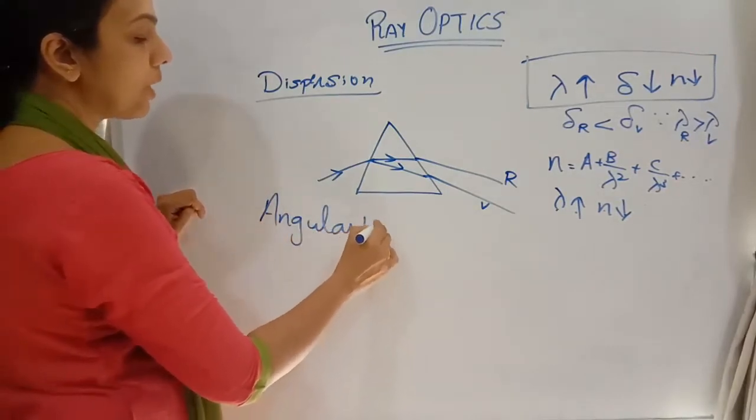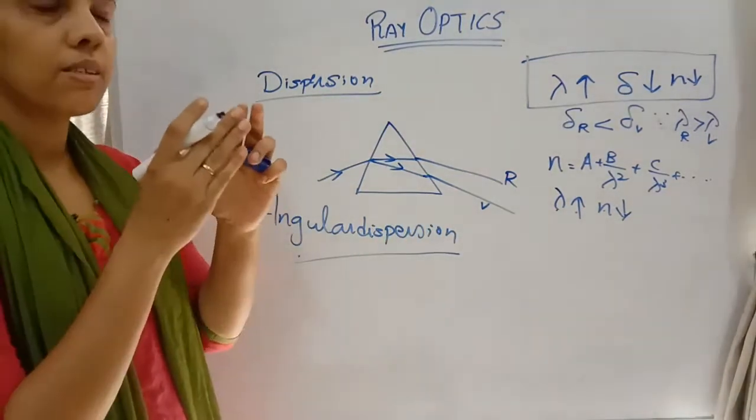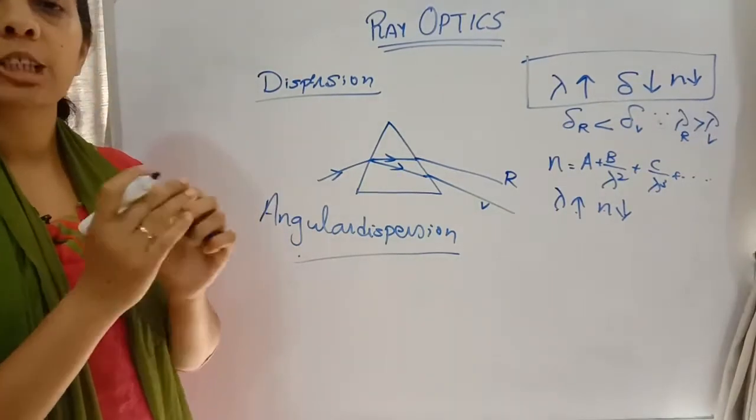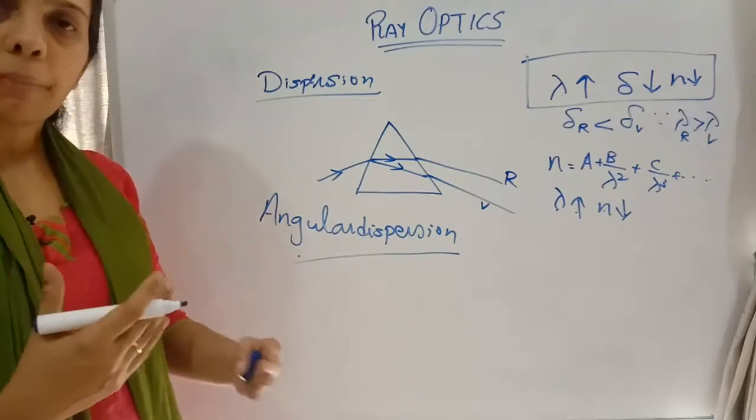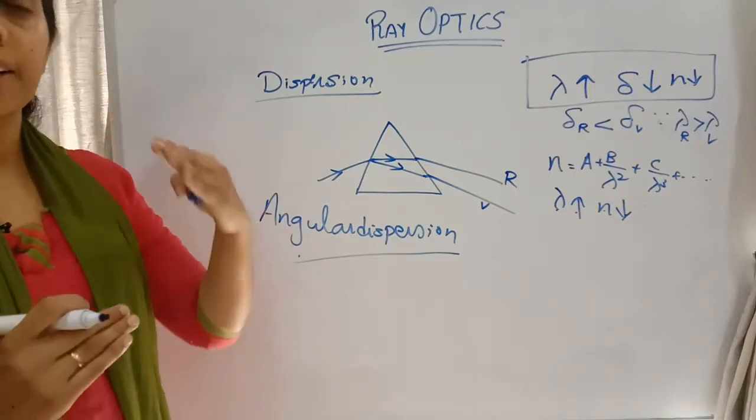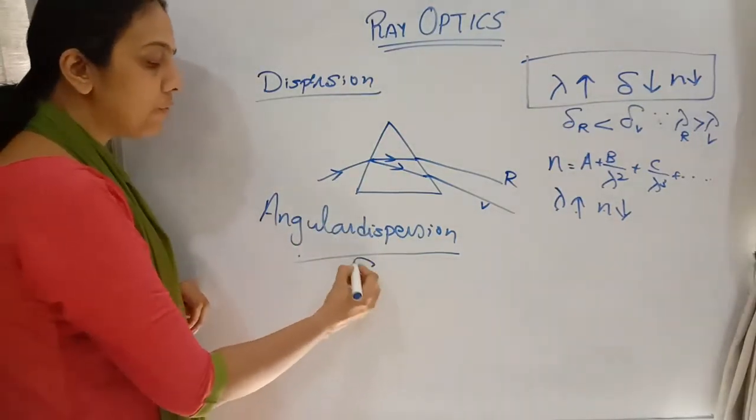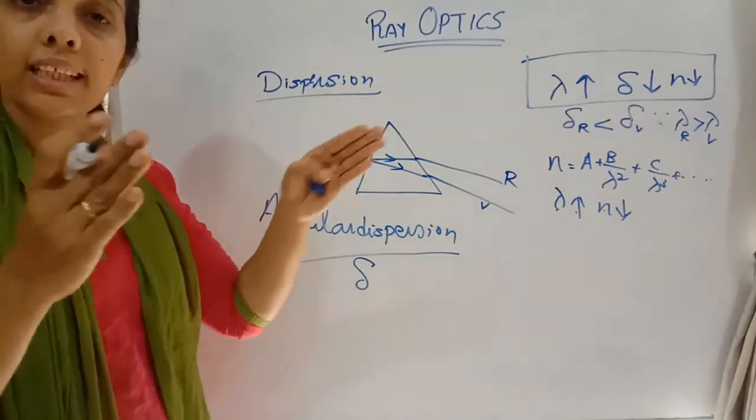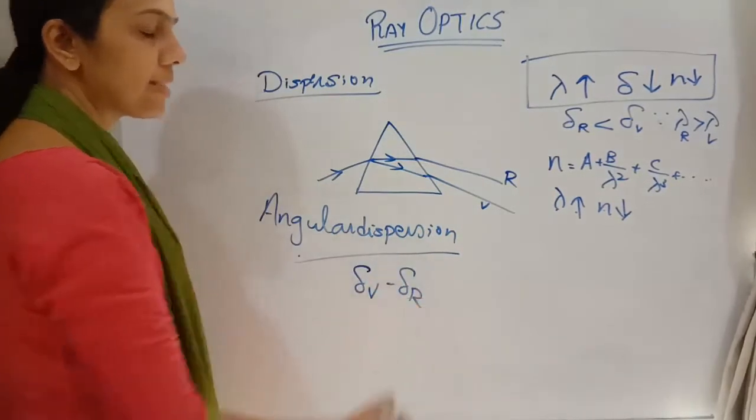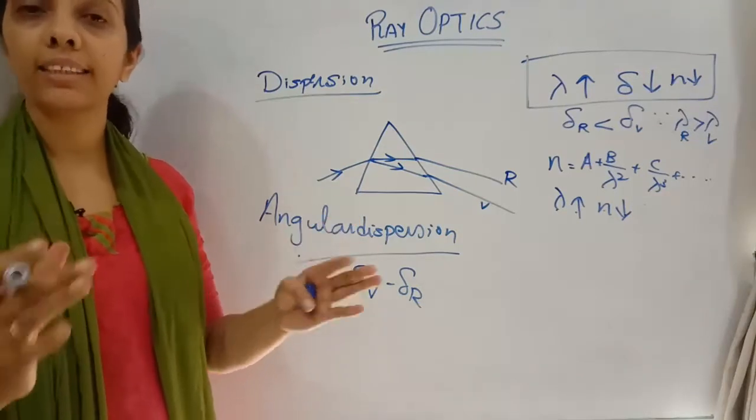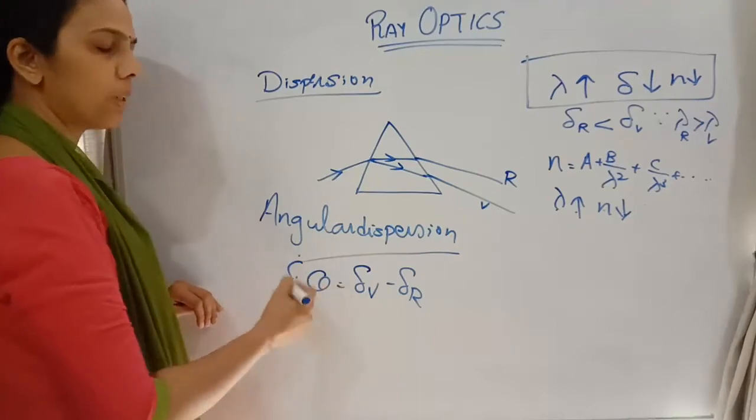Next we are going to study angular dispersion. What is meant by angular dispersion? Dispersion means splitting of white light into its component colors. We know deviation also: from the incident ray, how much angle the emergent ray is deviated. Angular dispersion is the difference in deviation between the extreme colors. Which are the extreme colors? Violet and red: delta V minus delta R. This is called angular dispersion, which I am representing as delta theta.